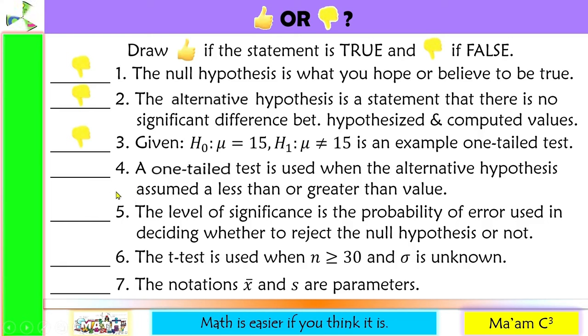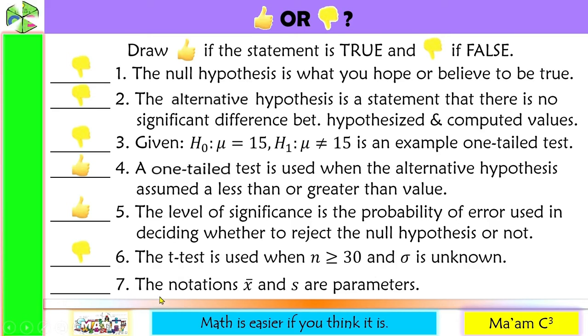This is thumbs up. Number 5, the level of significance is the probability of error used in deciding whether to reject the null hypothesis or not. This is thumbs up. Number 6, the t-test is used when n is greater than or equal to 30 and sigma is unknown. This is thumbs down. When sigma is unknown but our n is greater than or equal to 30, we use z-test.